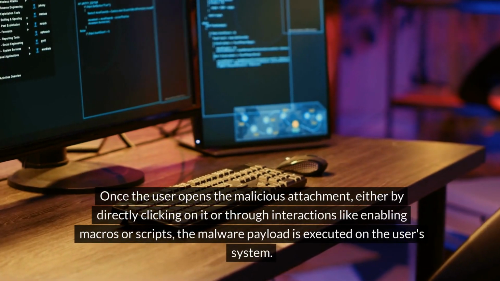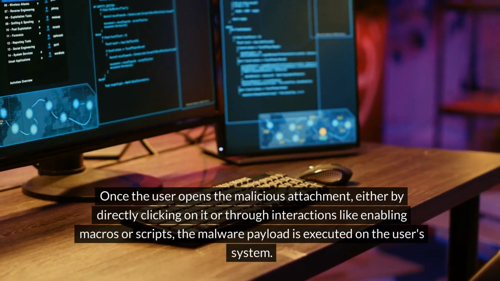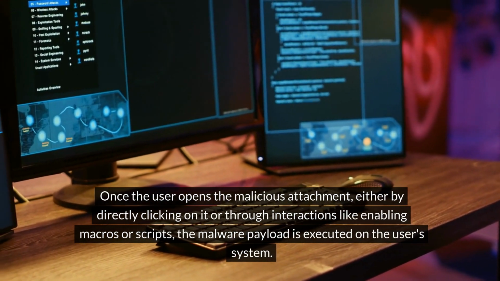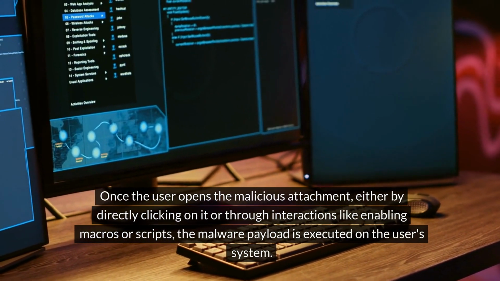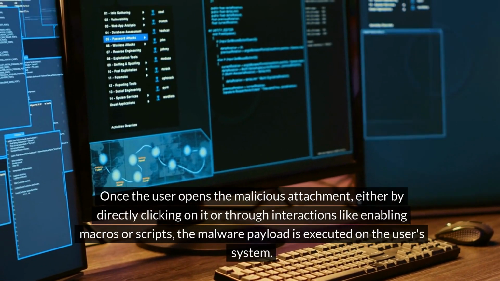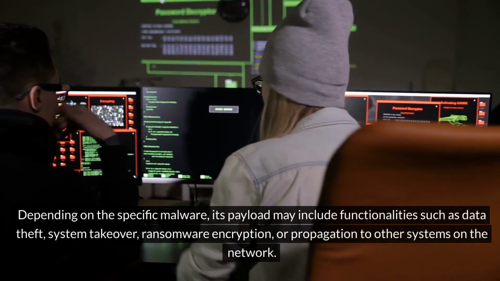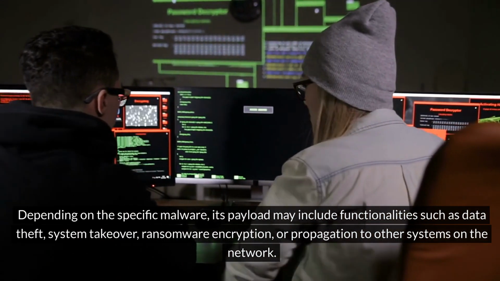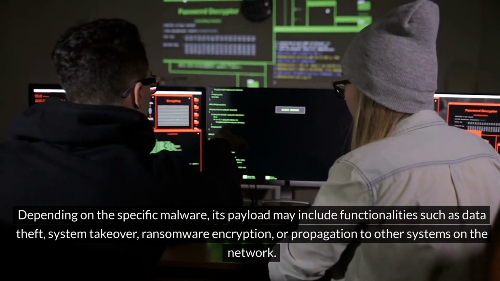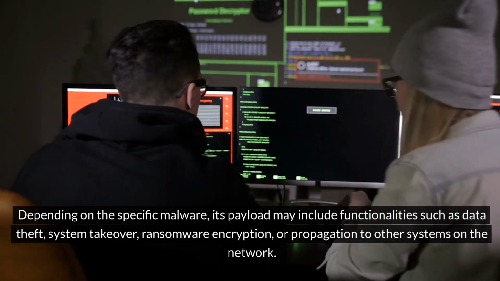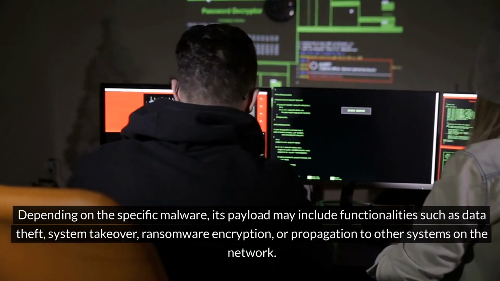Once the user opens the malicious attachment, either by directly clicking on it or through interactions like enabling macros or scripts, the malware payload is executed on the user's system. Depending on the specific malware, its payload may include functionalities such as data theft, system takeover, ransomware encryption, or propagation to other systems on the network.